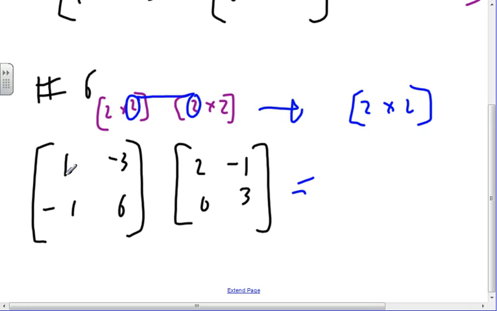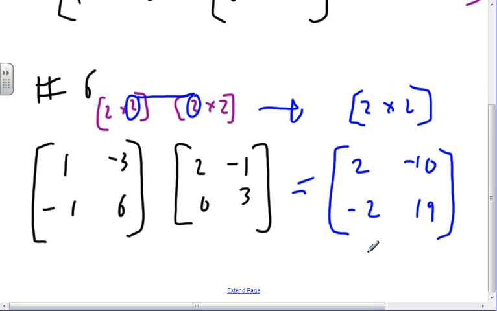All right, first row, first column, 2. First row, second column, minus 10. Second row, first column, minus 2. Second row, second column, 19. And I can do that quicker than I can put it in my calculator, so I'd probably do that.